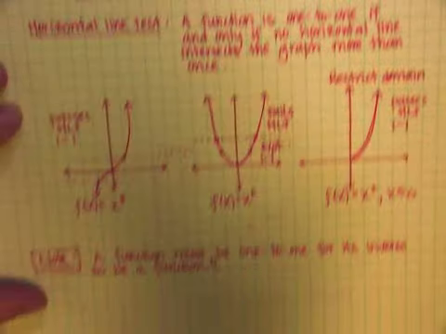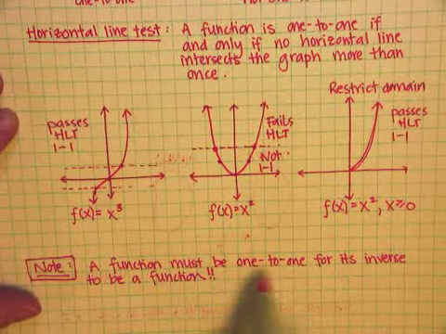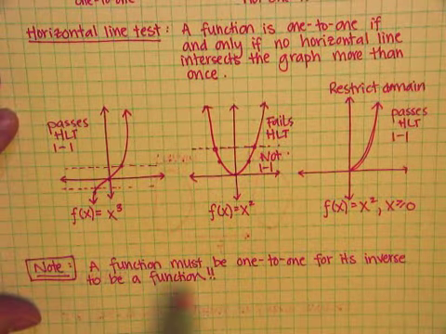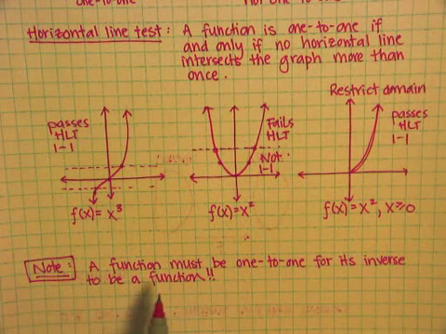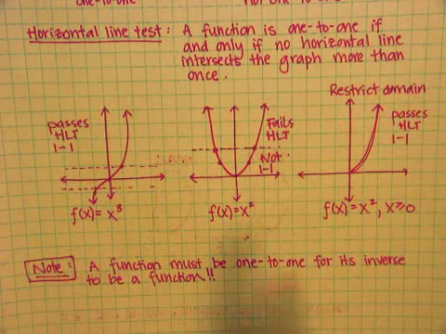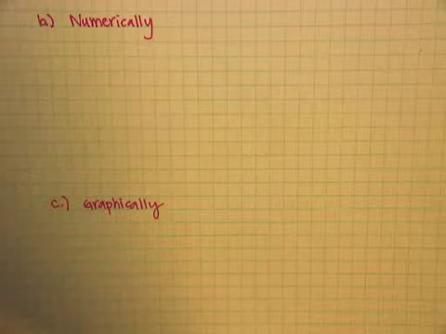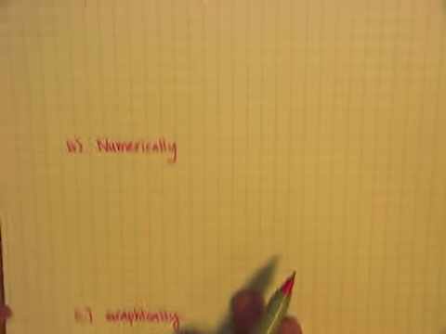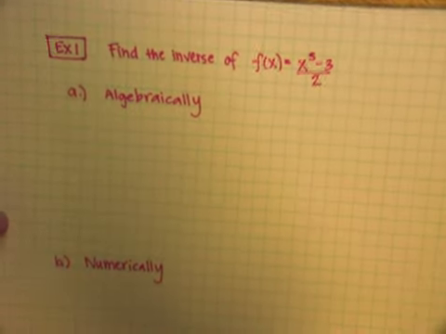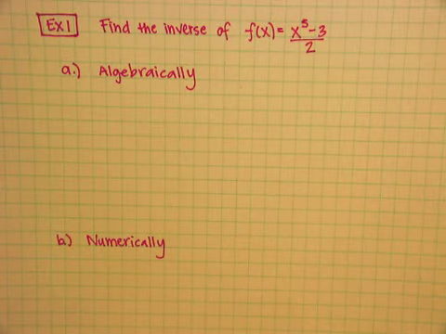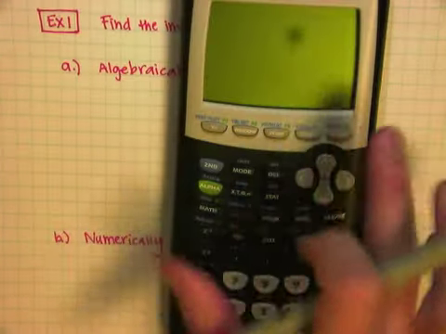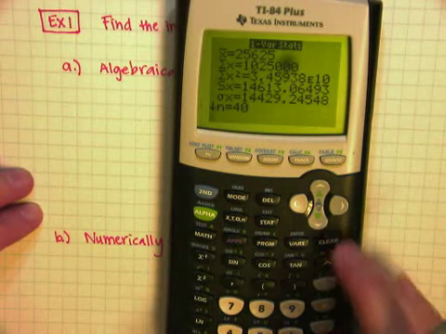Now the reason we care about this, functions have to be one-to-one for the inverse to be a function. So in finding inverses, we really only care about inverses of functions that are one-to-one. And so this is sort of a general test that you want to do before you actually go through the process of finding the inverse. That being said, how do we find an inverse? Well, if we have a function, f of x equals x to the fifth minus 3 over 2, the first thing you should do is double check and make sure that it's one-to-one.